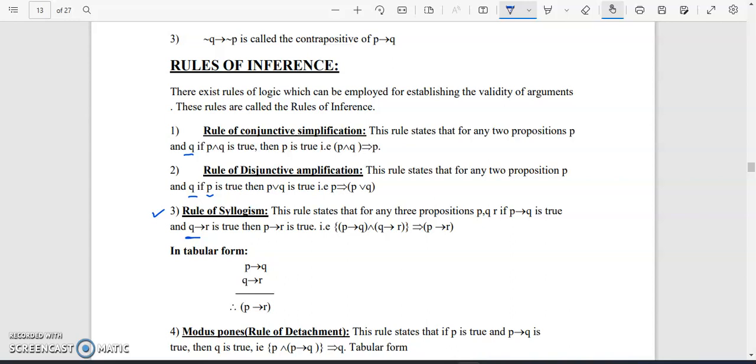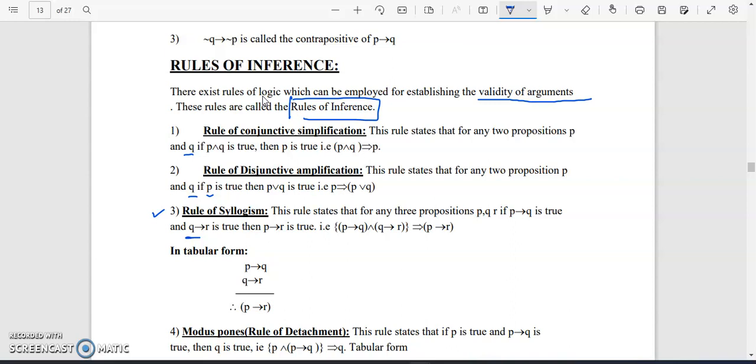In this video lecture, I will discuss rules of inference. So what are rules of inference? There exist rules of logic which can be employed for establishing the validity of an argument, and these rules are called rules of inference. Okay, so the first rule of inference is the rule of conjunctive simplification.